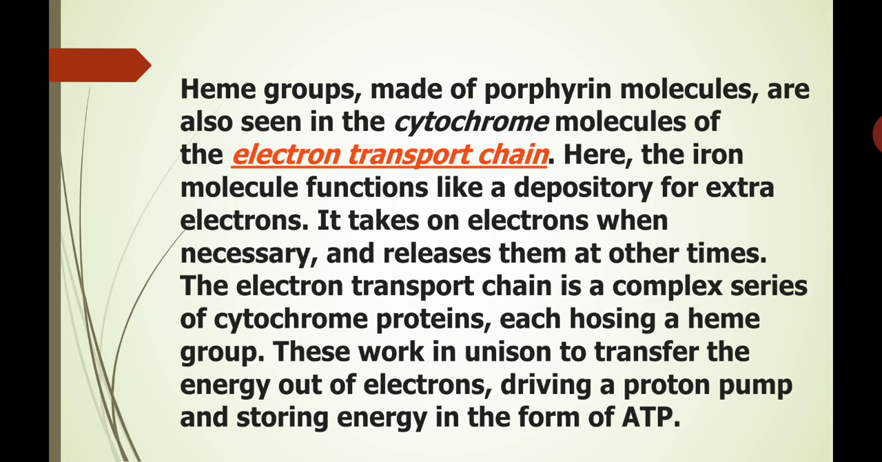Heme groups made of porphyrin molecules are also seen in cytochrome molecules of the electron transport chain. Here, the iron molecule functions like a depository for extra electrons. It takes an electron when necessary and releases them at the other times.